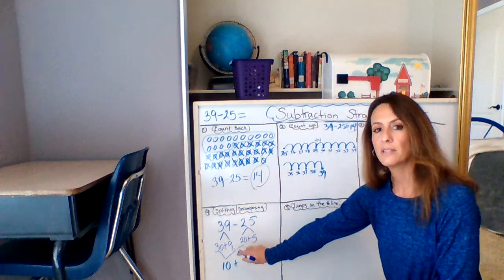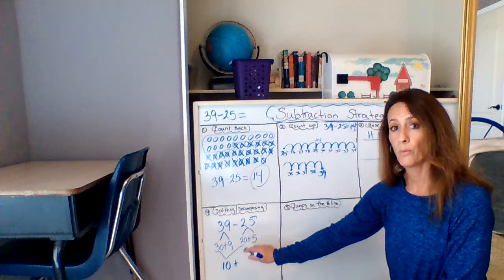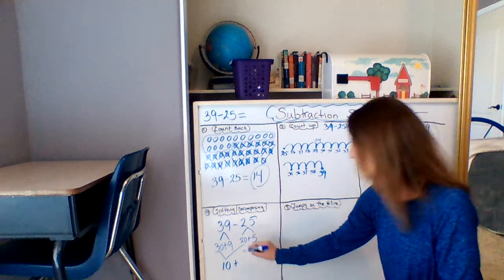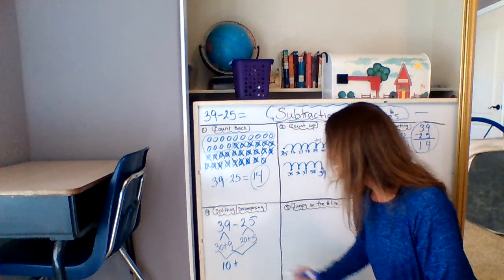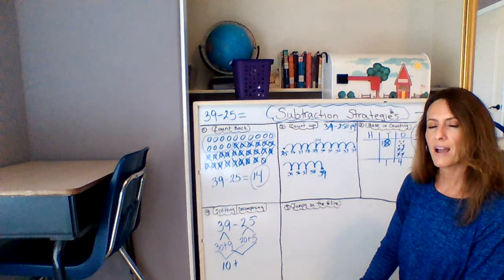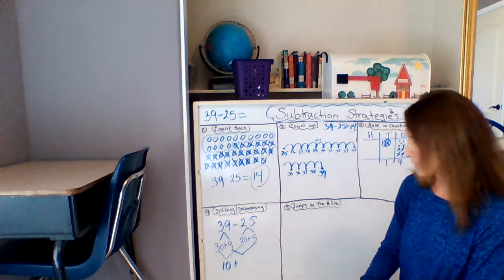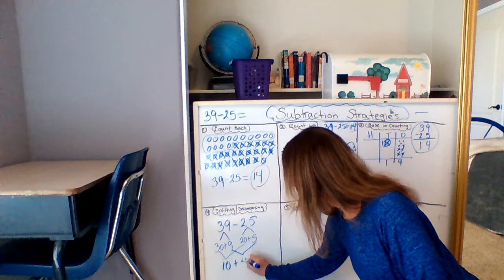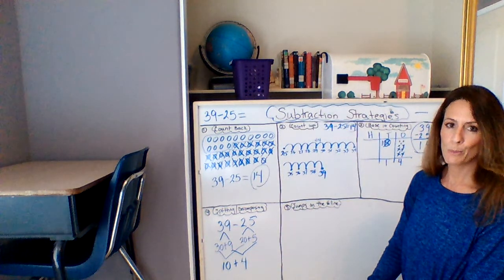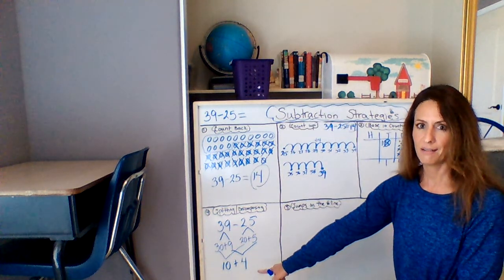And now it's time to subtract our ones. 9 minus 5. Okay, 9 minus 5 is 4. Good job. All right, we're almost to our answer. Can you see it? You can almost see it.